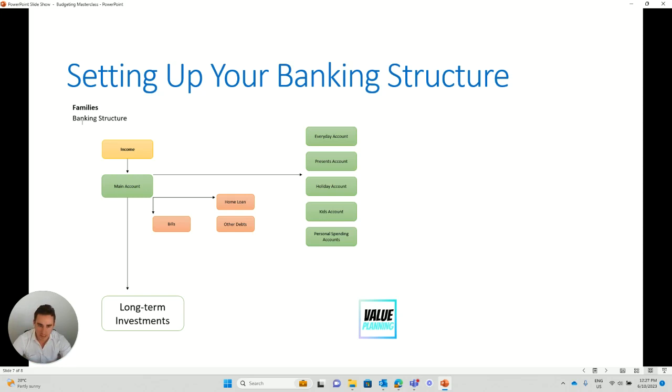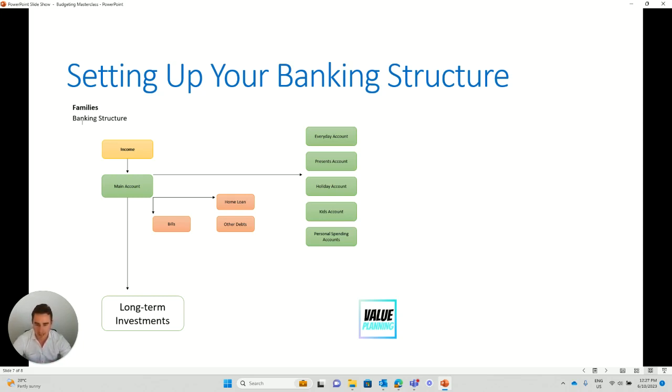The easiest way to set up this banking structure is to use the current bank account that you use to receive your income and pay your direct debit bills. That account is now your main account, and you're going to set up other offshoot accounts from that one. Keep it as your main account so that you don't have to change all your direct debits and where your employer is putting your income.